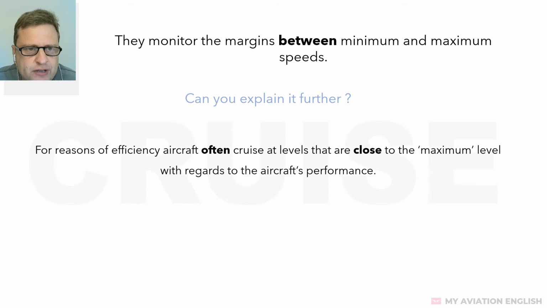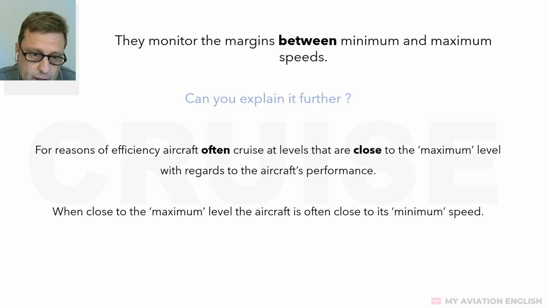Okay. For reasons of efficiency, aircraft often cruise at levels that are close to the maximum level with regards to the aircraft's performance. And when close to the maximum level, the aircraft is often close to its minimum speed as well. Agree? Yeah, I agree. Okay. Can you read for me? Reasons of efficiency, aircraft often cruise at levels that are close to the maximum level with regards to the aircraft performance. When close to the maximum level, it's often close to its minimum speed. Okay.